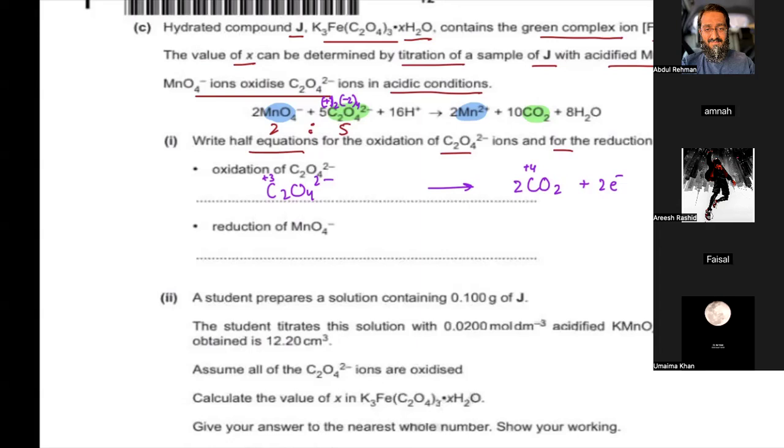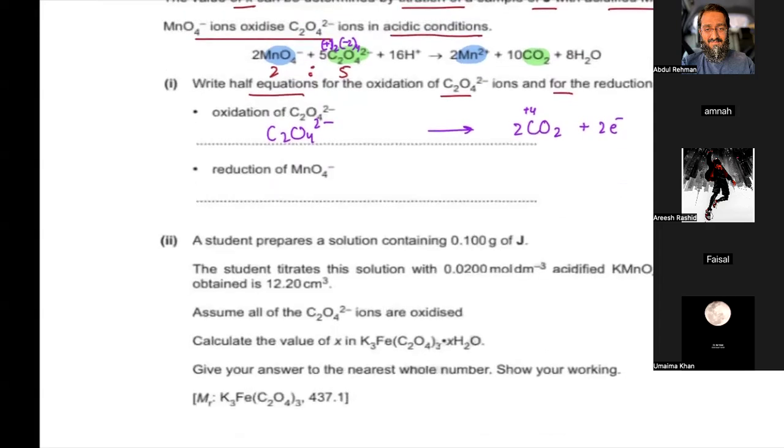So we are done with the half equation of C2O4 because we have two carbons on both sides, four oxygens on both sides, and the loss of electrons is also justified. Yes, very good, Arish.